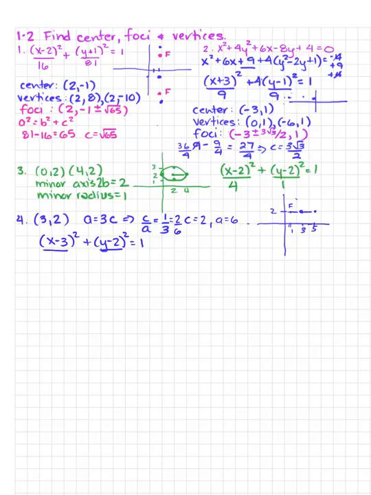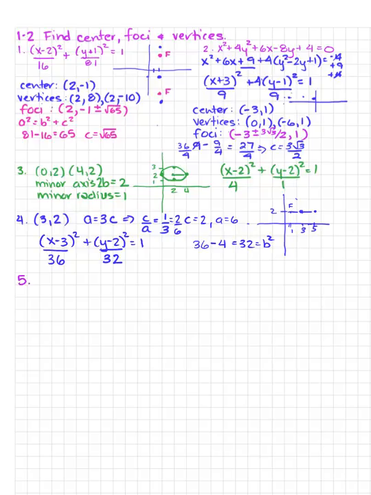Our a value, in this case we're going in the x direction horizontally, so this will be 36. We still need to figure out what our b value is, but we know that 36 minus 4 is 32, so that will be the b squared value. That's really all I need if I'm going to do standard form. Okay, and then we are on to number 5.